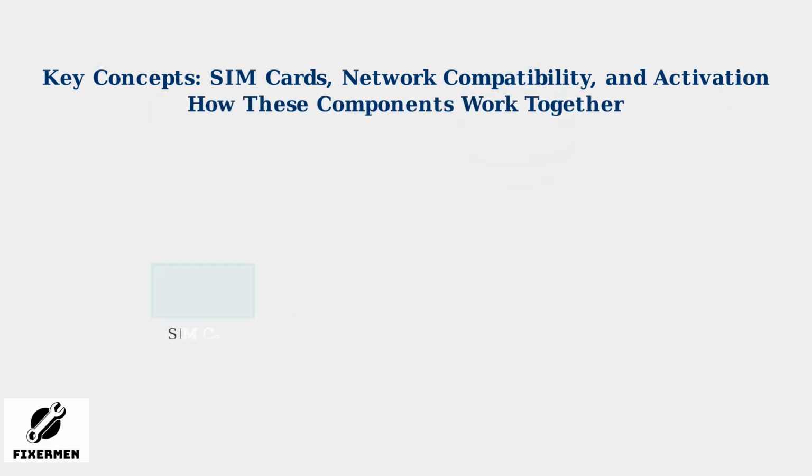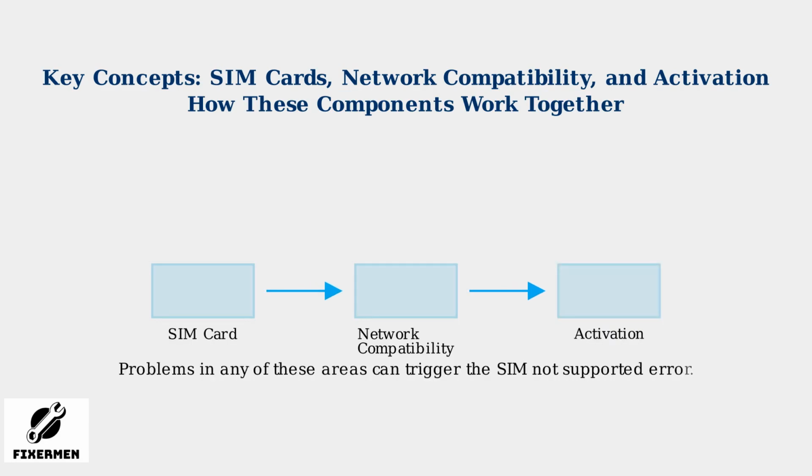Together, these components ensure your device connects properly to AT&T's network. The SIM card provides identity, network compatibility ensures band support, and activation completes the setup. Problems in any of these areas can trigger the SIM not supported error.